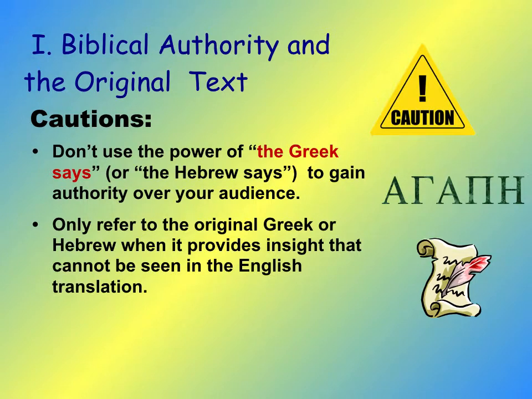Only refer to the original Greek or Hebrew when it provides insight that cannot be seen in the English translation. Generally, our English translations are excellent, and they describe exactly what the Greek means, or very close to what the Greek means. We should build confidence in our hearers in terms of the meaning of the text, not break down that confidence by constantly saying the word actually means this. Probably 70 or 80% of the time when someone says the Greek meaning is, I tend to cringe, because normally what follows is actually a fallacy, as we'll see.